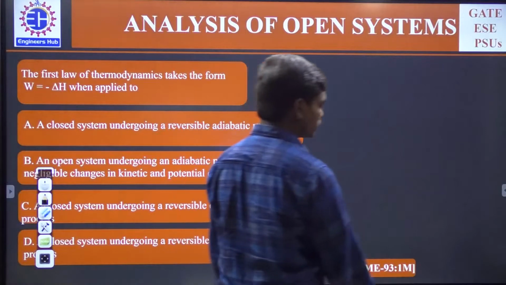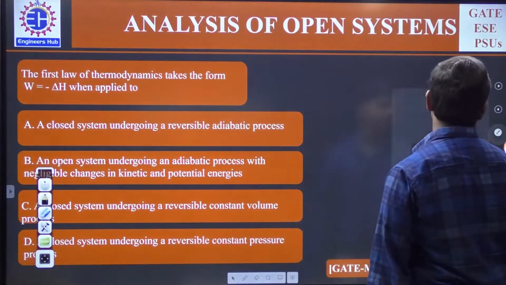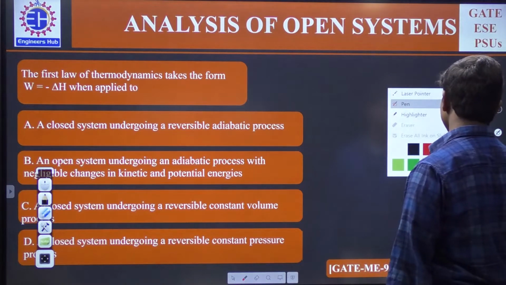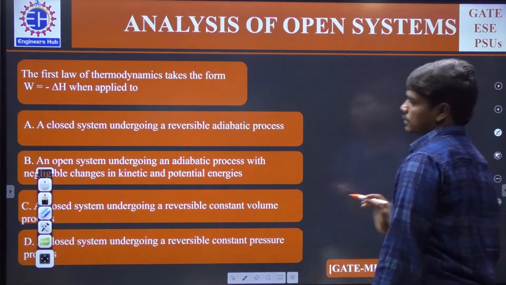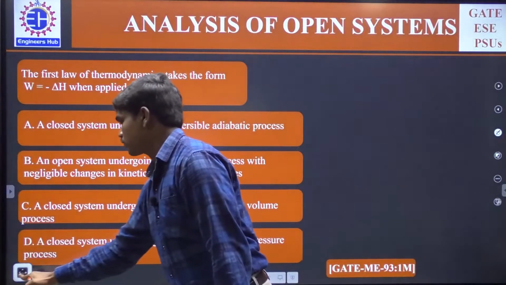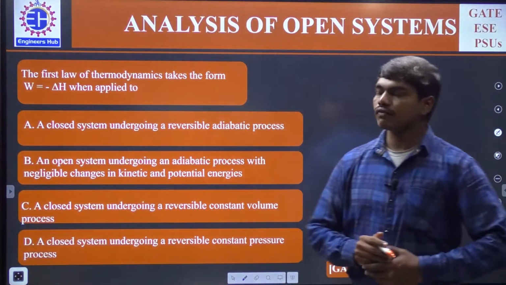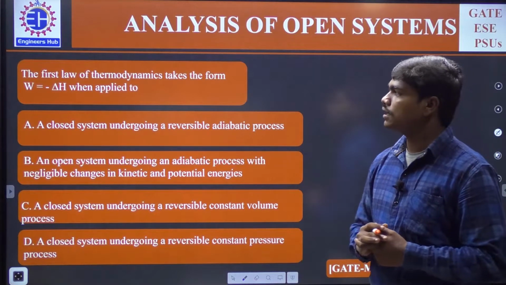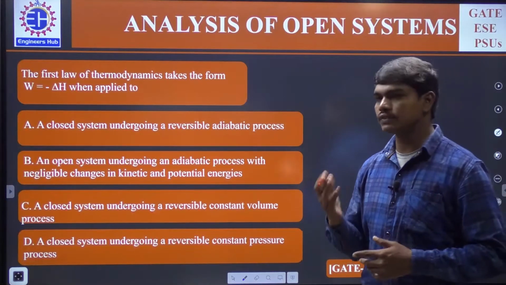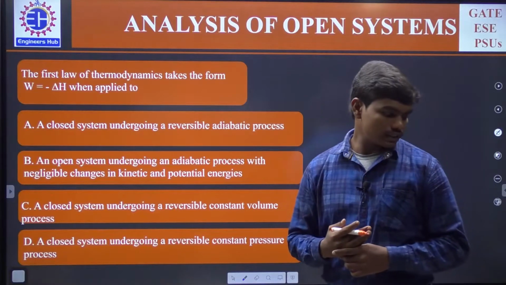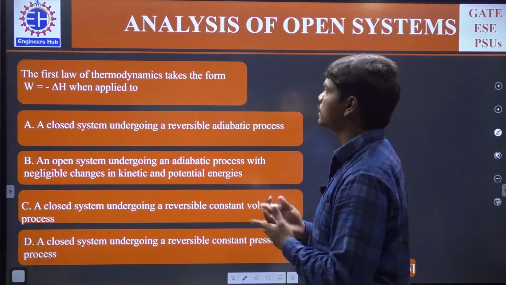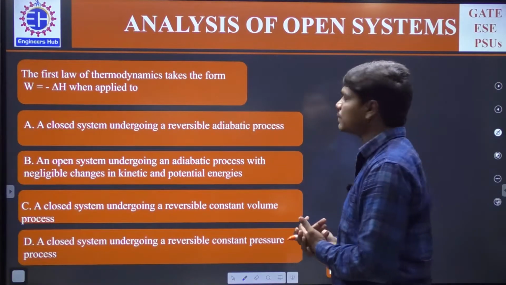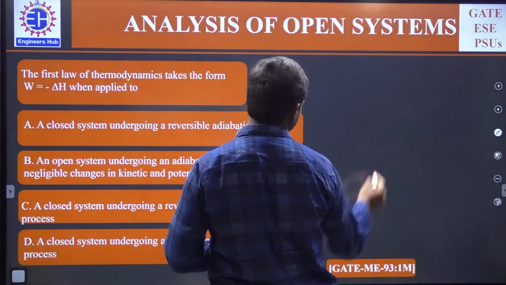See here, this was an old GATE question that came in previous years. The question is: the first law of thermodynamics takes the form W is equal to minus delta H. Of course, the terms have their usual meaning. W indicates work interactions and H indicates enthalpy changes, H denotes enthalpy of the system. So the first law takes this form. Let us see the steady state equation for the first law of thermodynamics.